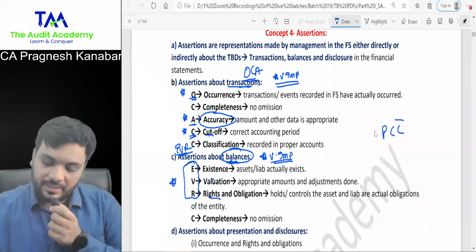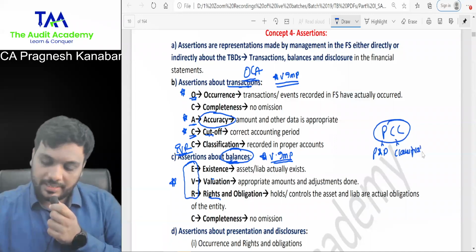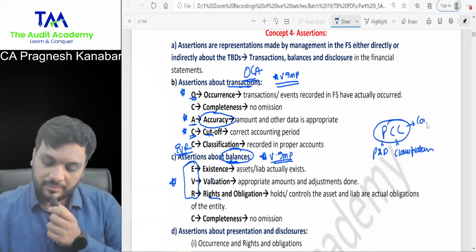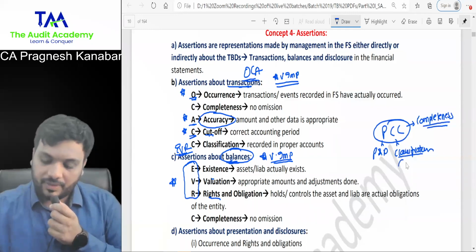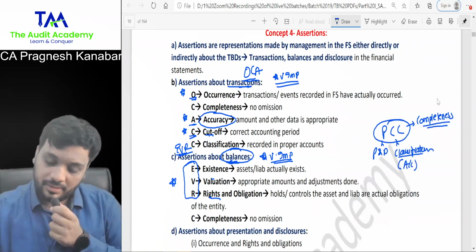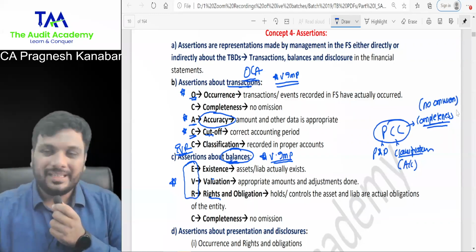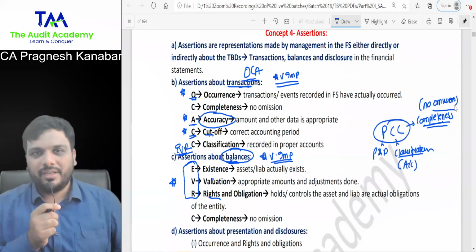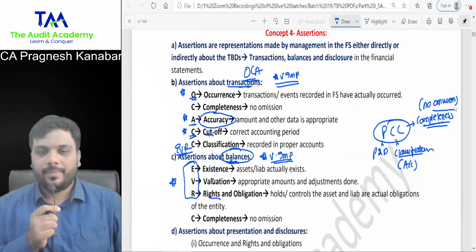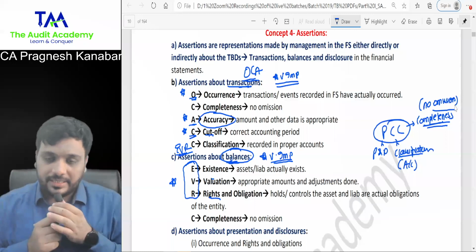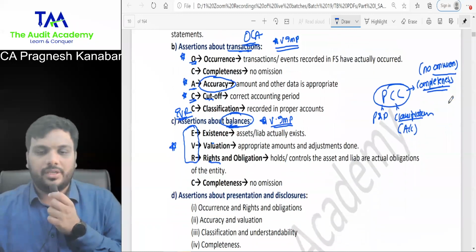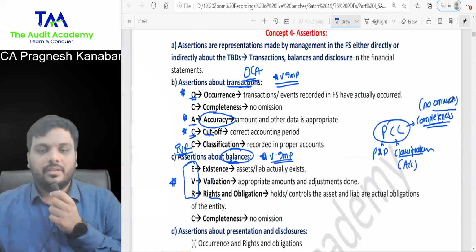Otherwise, PCC is common. What is PCC? Presentation and disclosure, classification and completeness. Classification is correct accounting. Completeness means there should be no omission. Presentation and disclosure, is everyone very clear with that? Okay. I want a confirmation for transactions and balances. Are you done with that? Yes or no, sir? Yes.